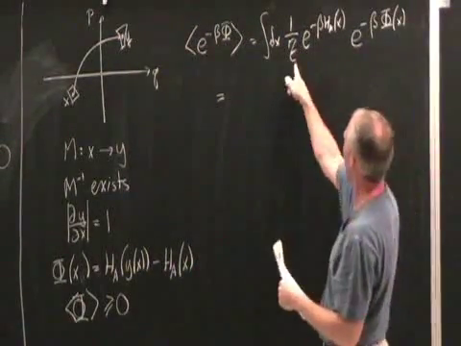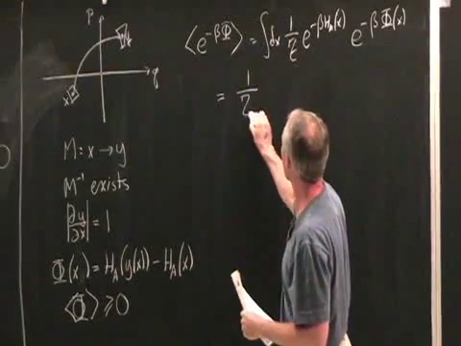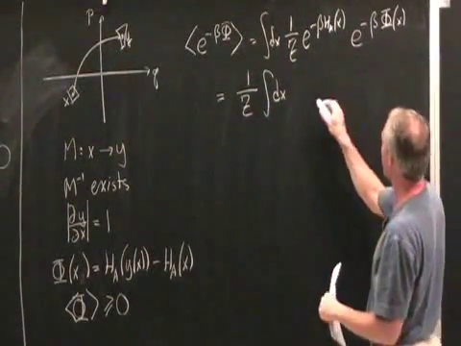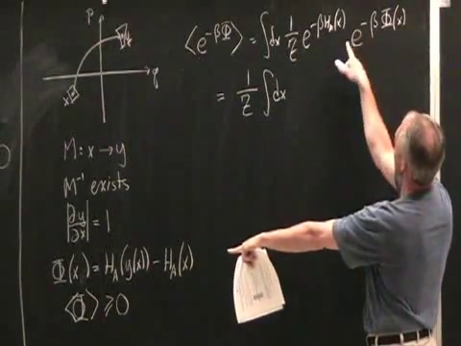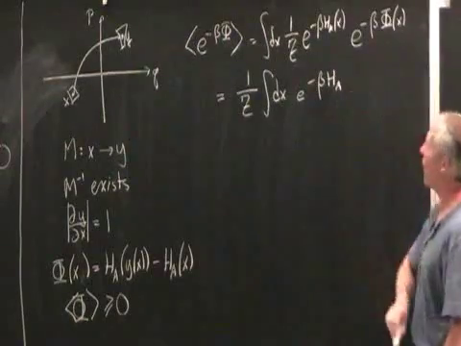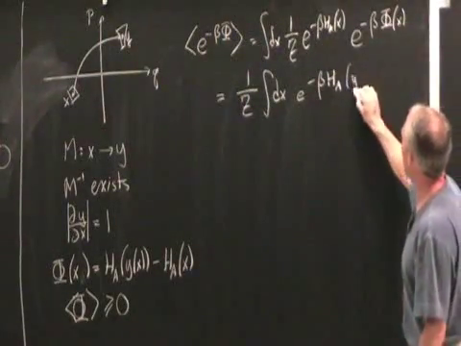So let me rewrite this now, pulling the partition function outside of the integral. I have 1 over Z integral dx, and what remains after that cancellation is e to the minus beta H_A evaluated at y of x.